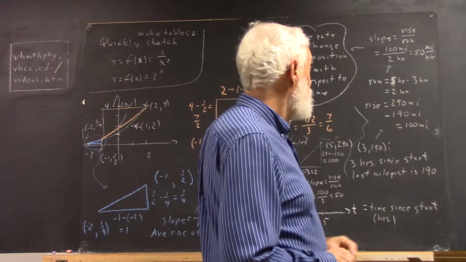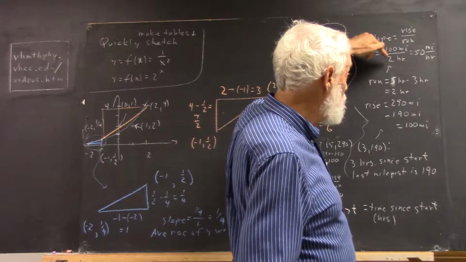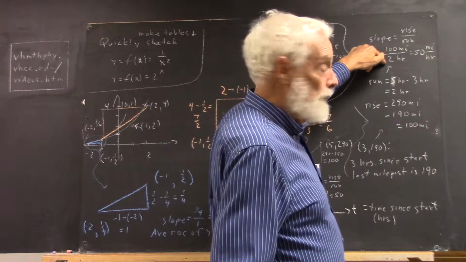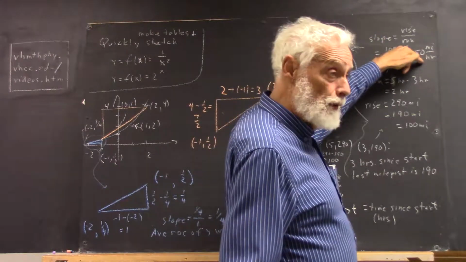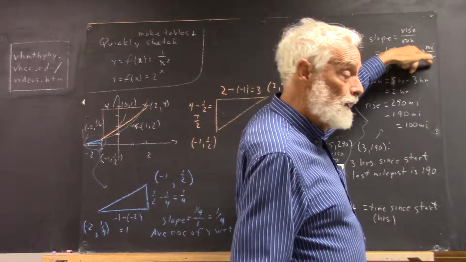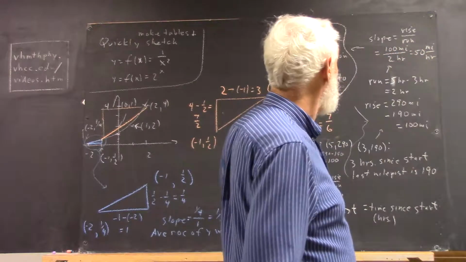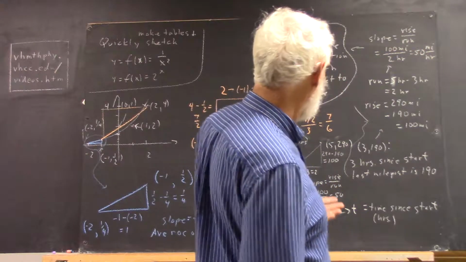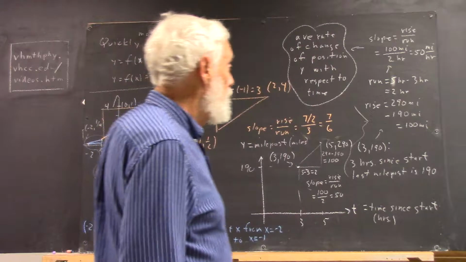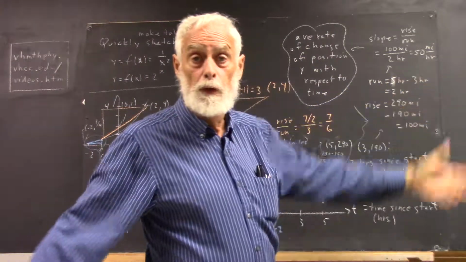Okay? So now we do the slope. We divide the rise by the run, meaning we divide 100 miles by 2 hours. And 100 divided by 2 is 50. Miles divided by hours is miles over hours. And of course we can read that as miles per hour. So, this is what? It's how fast we drove on the average.